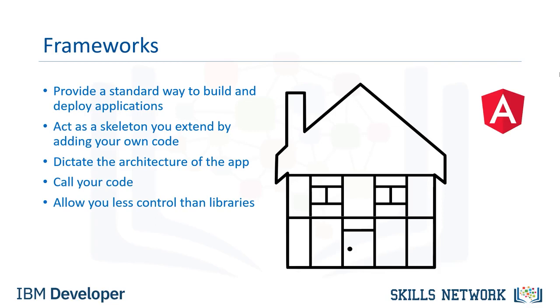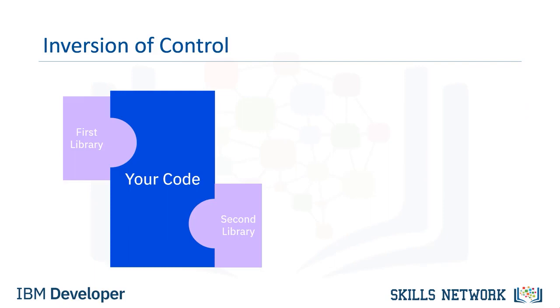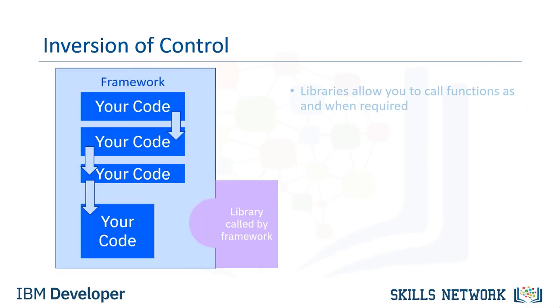AngularJS is a JavaScript-based framework for dynamic web applications. Vue.js is a JavaScript framework focused on the user interface. Django is a framework that uses Python for web development. Frameworks define the workflow that you must follow, unlike libraries, which allow you to call functions as and when required.